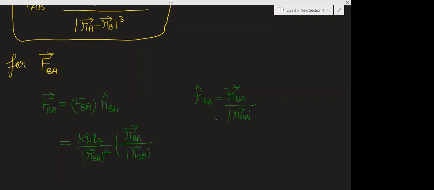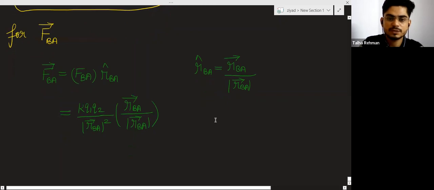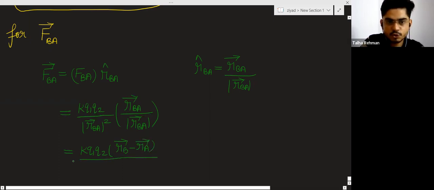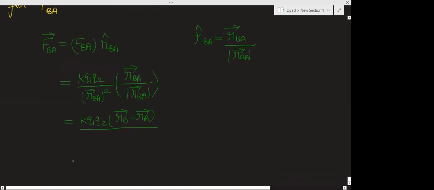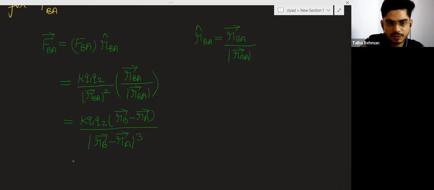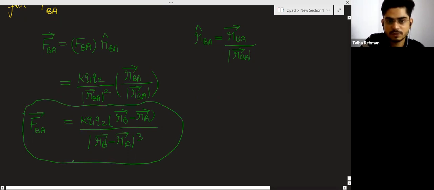RBA. Yes, sir. So when you solve this further, you will get K Q1 Q2, you can write this as (RB minus RA) divided by the cube of this RBA. So you can write RBA cube, the vector RB minus the vector RA, and the cube of this. So you will get F BA. In this form you will get Coulomb's law in the vector form.